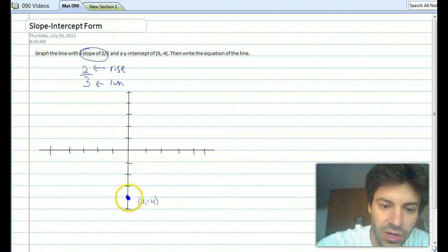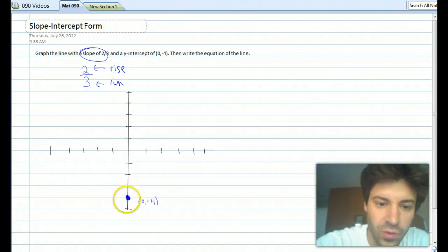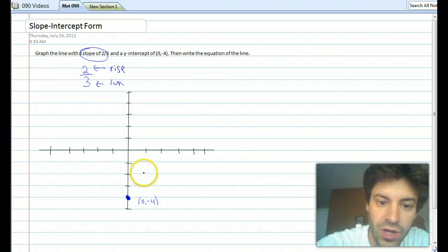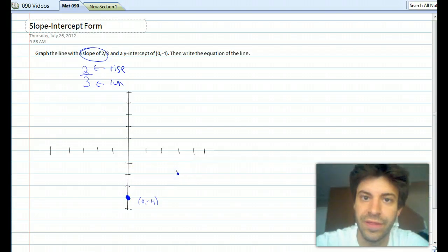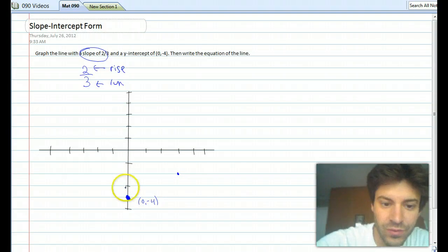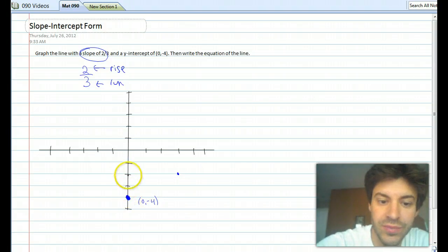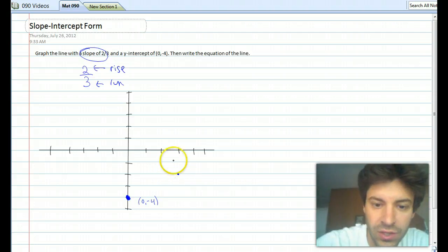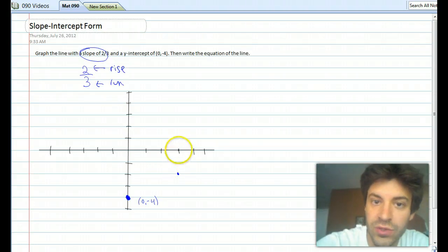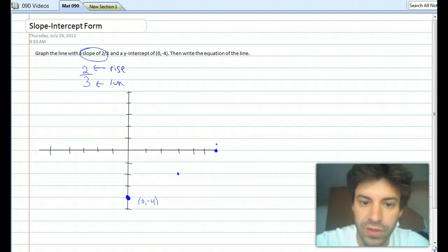So we're going to start at the y-intercept (0, -4). For every 2 units, that's 1, 2 units up, this graph rises. It's going to run 1, 2, 3 units. So we're going to have a point right there. We started at our y-intercept, we went up 2 units and right 3 units. Now we could continue to do that. We could go up 2 more units from this point, and to the right 3 more units, and we're going to have another point over there.